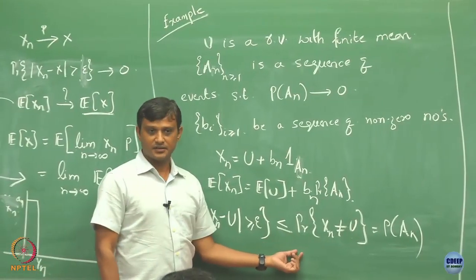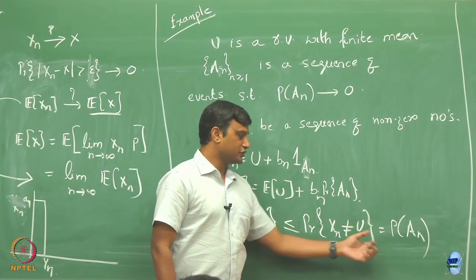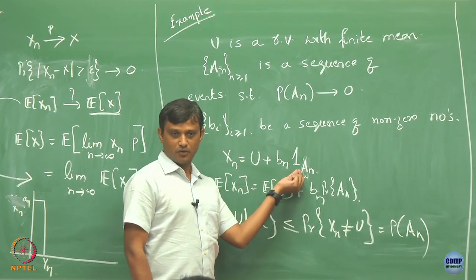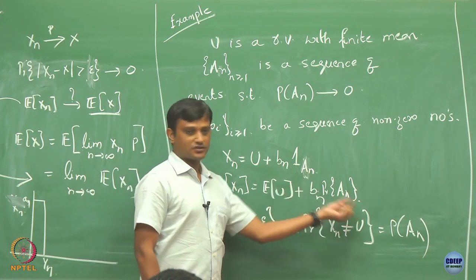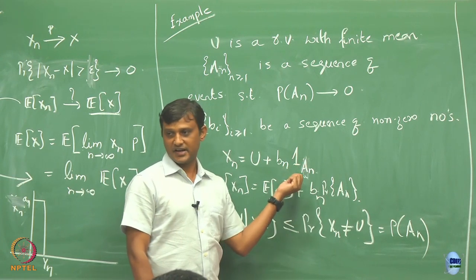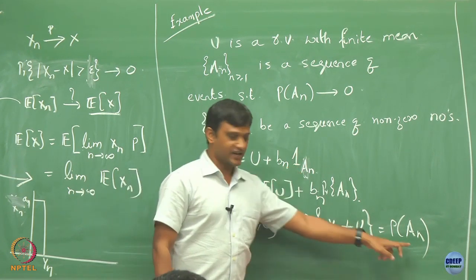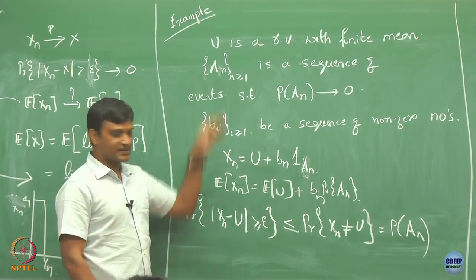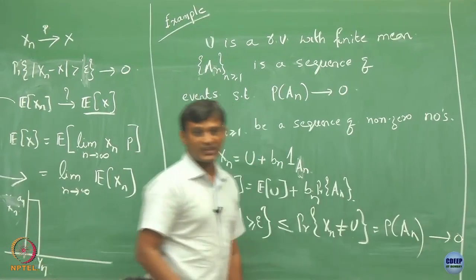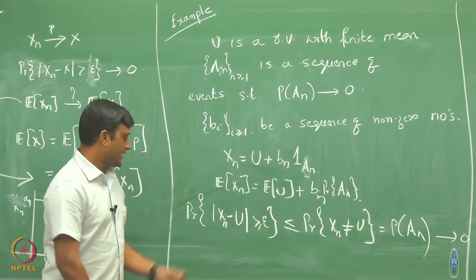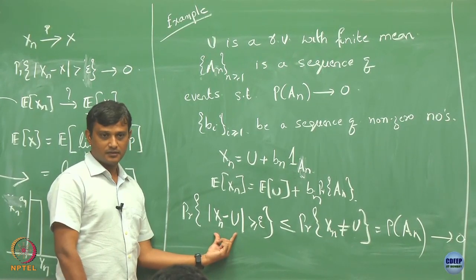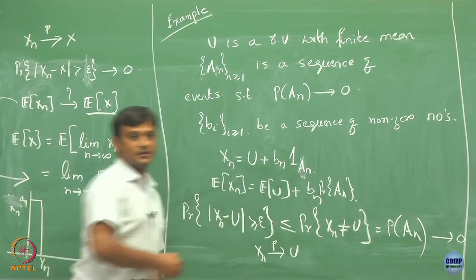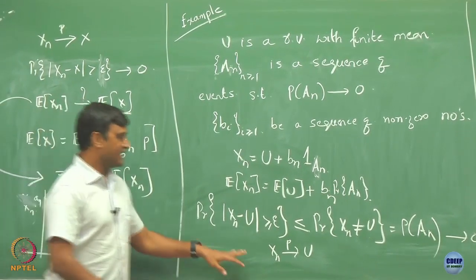So the way I have constructed this, the probability that X_n is not equal to u is nothing but the probability of A_n. The probability that they are differing is that this quantity is positive, which means the condition of this indicator function has to be satisfied, and that is going to be satisfied with probability P(A_n). And what is our assumption? My assumption is such that this probability goes to 0, okay. So what we have just shown is that X_n converges to u in probability sense, okay.